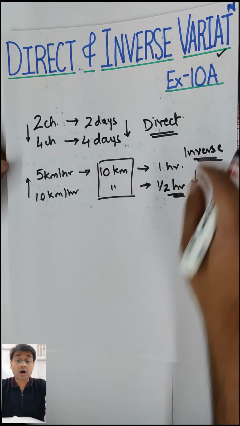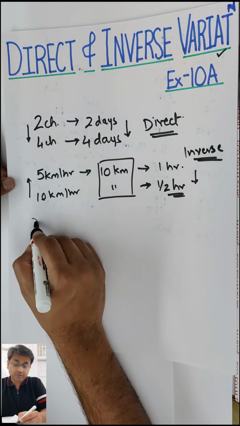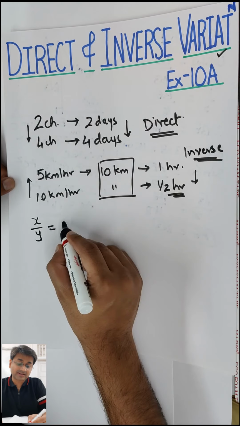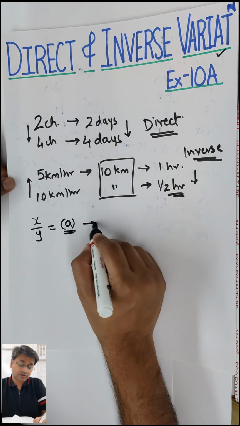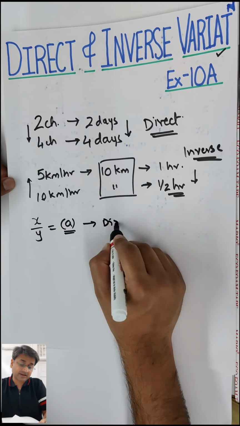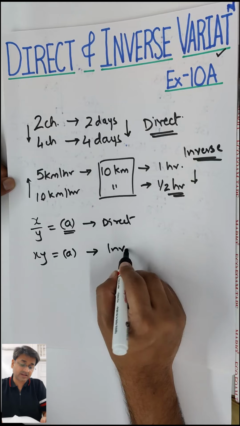Are you getting it? Now how to find this out? When you divide two quantities and you get the same answer as a constant, you call it as direct. But when you multiply two quantities and you get the same answer, you call it as inverse.